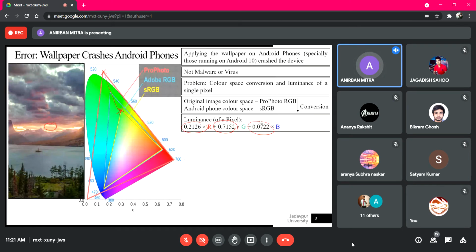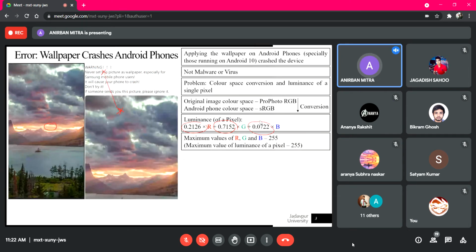So the luminance of a pixel is calculated by this formula. The maximum value of R, G, or B individually is 255. So that is the maximum value for each of these parameters. And as this is a weighted average, the maximum value of the luminance of a pixel becomes 255 as well. The formula is, as I said, basically a weighted average, so it is only possible to get a maximum value of 255 from it.